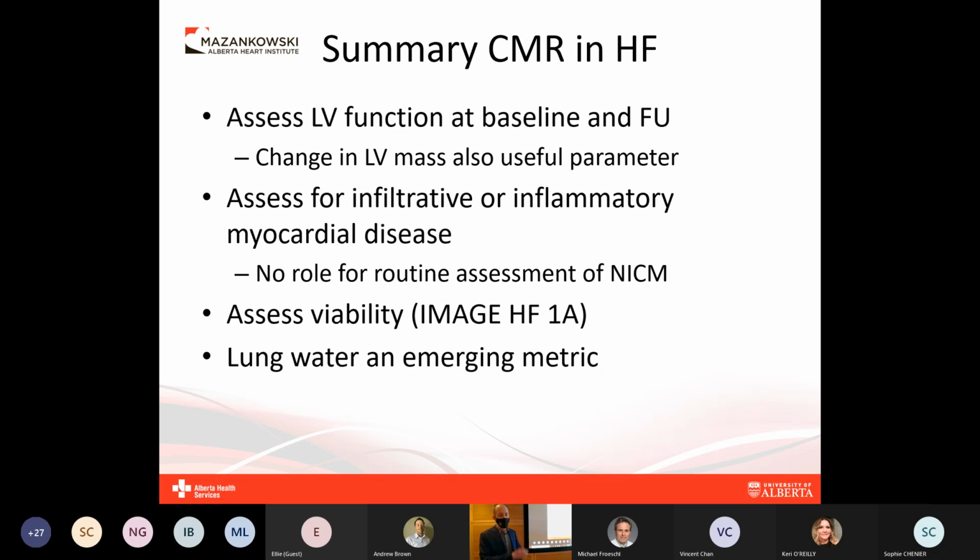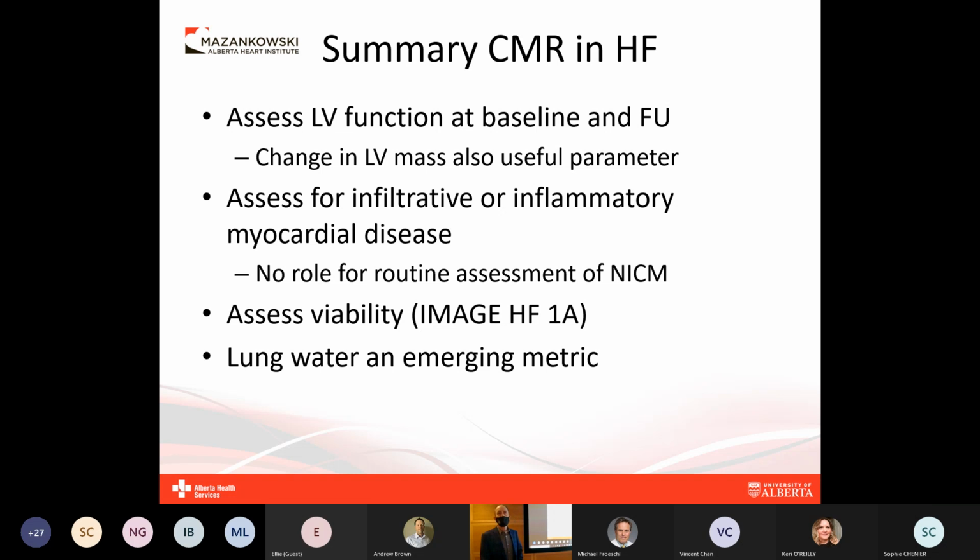So the summary of my first part of my talk is that cardiac MRI is used to assess LV function at baseline and often used for follow-up assessments in patients with heart failure or cardiomyopathy. And we have data that suggests that a change in LV mass is also a potentially useful parameter to monitor in patients with heart failure.